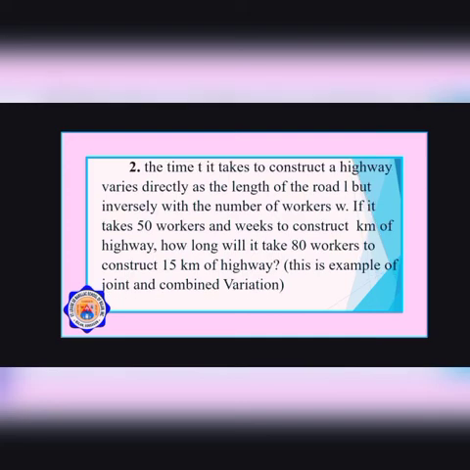So, for example number 2, the time t it takes to construct a highway varies directly as the length of the road L, but inversely with the number of workers or W. If it takes 50 workers 5 weeks to construct 1 kilometer of highway, how long will it take 80 workers to construct 15 kilometers of highway? This is an example of joint and combined variation.